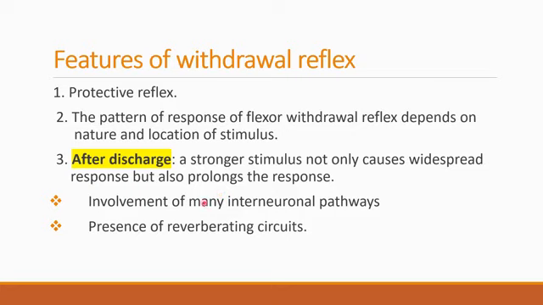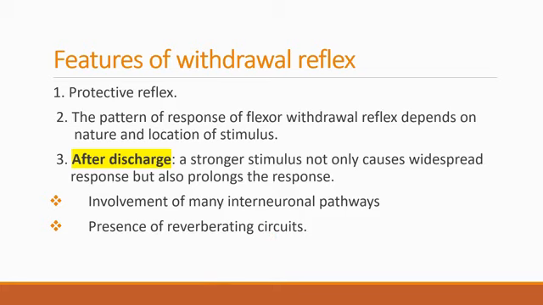So this takes place by two mechanisms. That is, one is involvement of many interneuronal pathways and the other is the presence of reverberating circuits. Reverberating circuits means the branches of interneurons project onto other interneurons, which will project back onto the same interneurons. So this stimulation of interneurons reverberates, that circuit is repeatedly present. Therefore the neurons will be repeatedly stimulated.